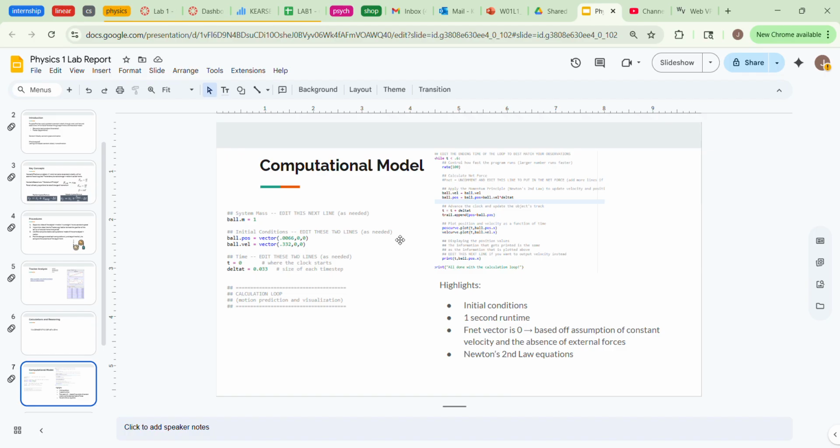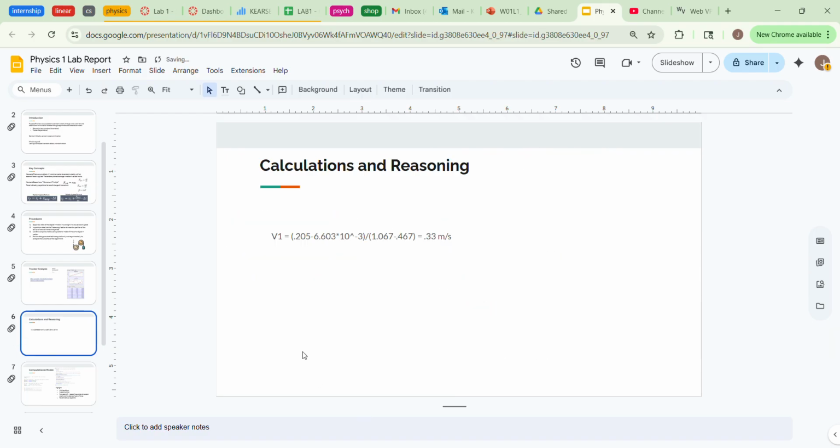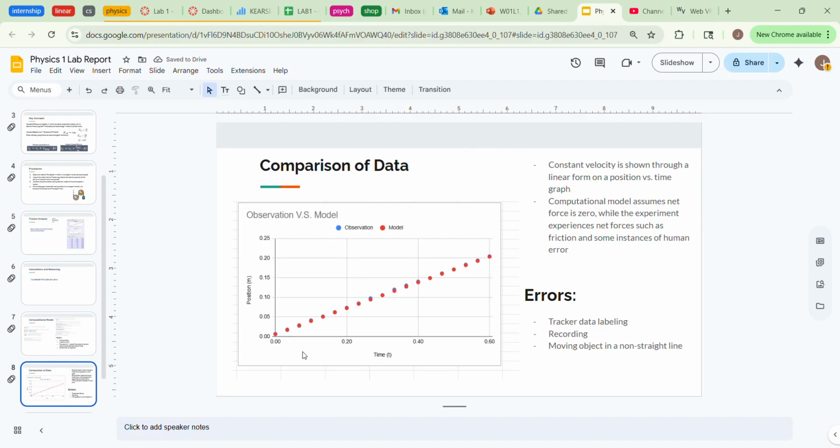Okay, my computational model: I used the velocity that was given to me by this equation, and I used the position update, and I was able to use this code to figure out the graph. When run, it highlights the initial condition, a 1 second runtime, and the graph gives me this. So as you can see, it's very, very similar.